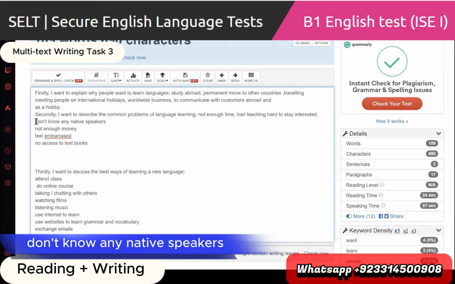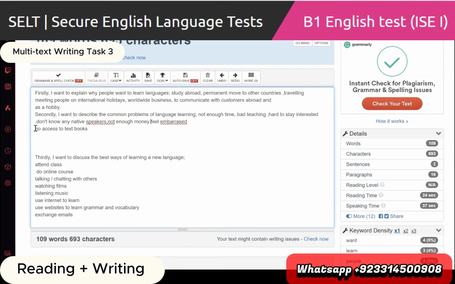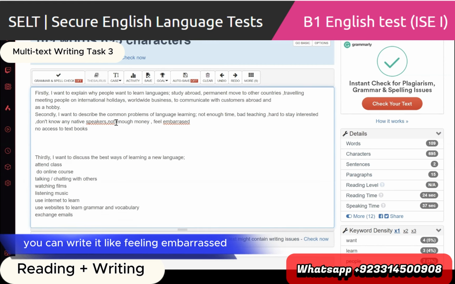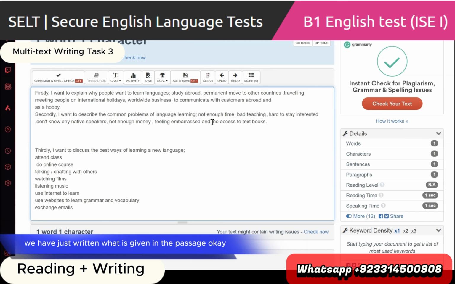Okay. Don't know any native speakers, comma. Yes. Not enough money. Feeling embarrassed. Yeah, you will write it like feeling embarrassed, or you can write here to feel embarrassed. Okay, next one, no access to textbook. Now, second point is complete. We have not written any extra information. We have just written what is given in the passage.